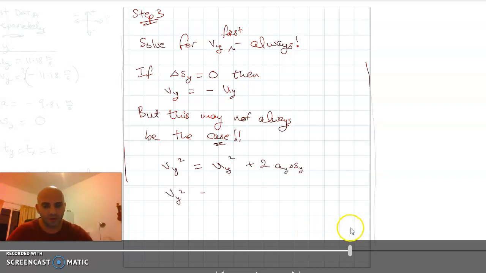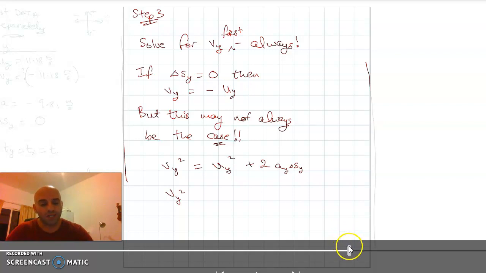So I'm going to apply this formula. Notice everything carries a subscript of y. My final velocity in the y direction squared is equal to the initial velocity in the y direction squared plus twice the acceleration in the y direction times the change in position, or the displacement in the y direction.